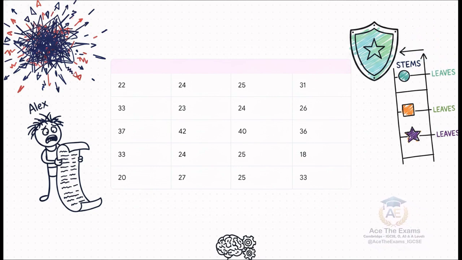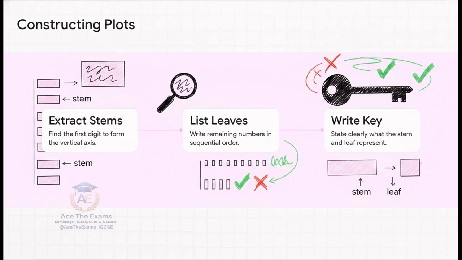The leaves? Those are the units. But we can't just throw them on the page randomly. We need a system. I'm deliberately slowing down the pace here because this right here is where the marks are won or lost. Let's walk through these 3 vital steps of construction to transform those red pen marks into green check marks. Step 1, extract the stems. As we said, it's the first digit. The 1 for the teens, the 2 for the 20s, 3 for the 30s, 4 for the 40s. You draw a vertical line and put 1, 2, 3, 4 on the left.